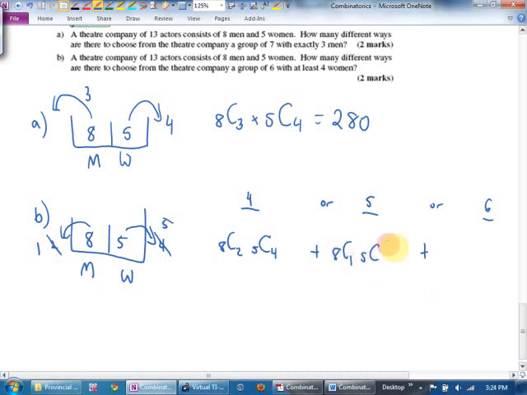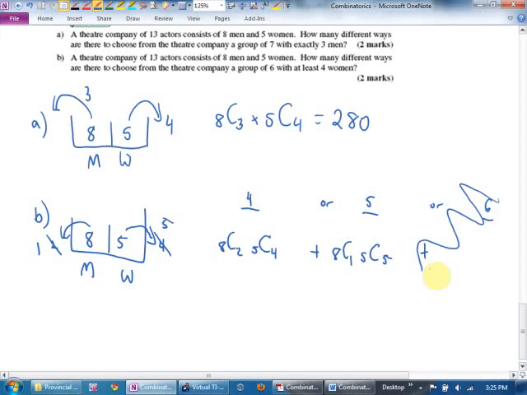Or, oh! Can I have 6 women? Why can't I have a group with 6 women in it? This is usually where I've ended. I can't go 5 choose 6. So I'm going to scribble that out. Does that make sense?